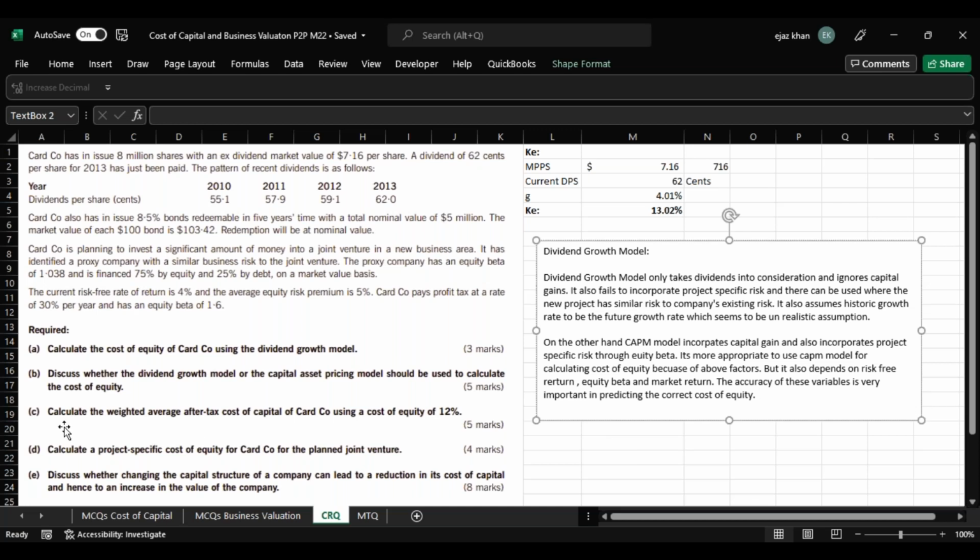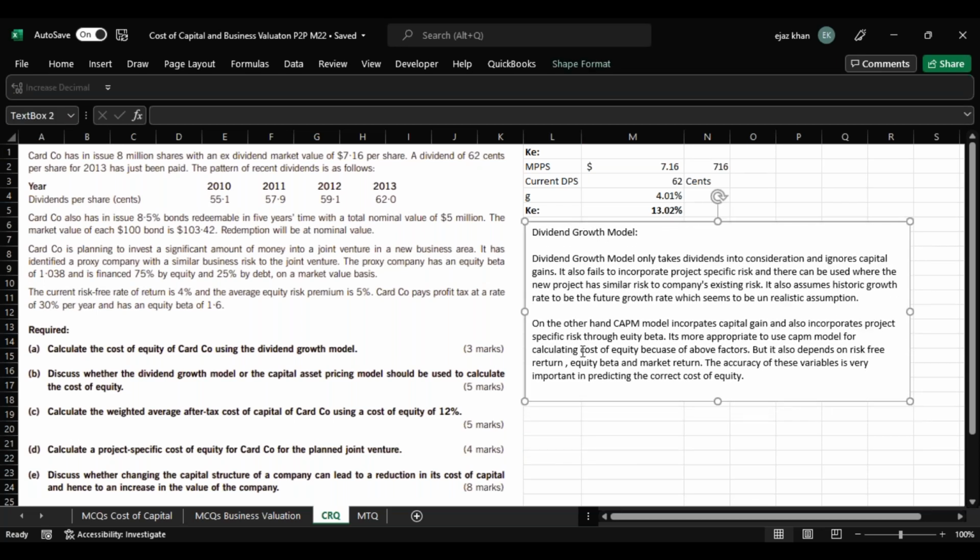Okay. Let's move towards the third one. Calculate the weighted average cost of capital of Card company using a cost of equity of 12%. So now we have to use cost of equity as 12%. And in order to calculate the cost of capital, we need to have the cost of debt.